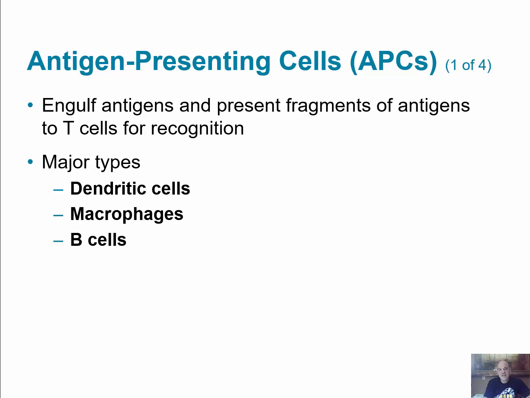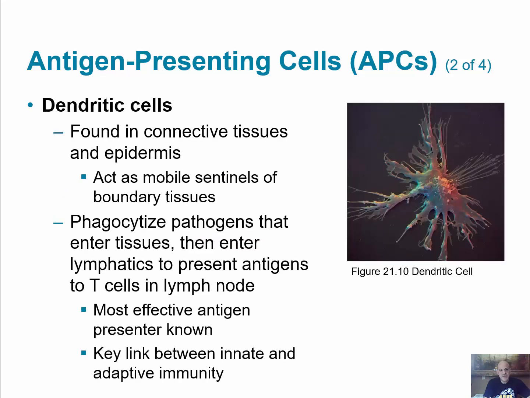And then we have the antigen presenting cells, or the APCs. These cells are going to take in or engulf antigens and present fragments of the antigens to the T cells for recognition. So basically they might take in a bacteria and digest it down and then present some of the parts of that bacteria to T cells for their recognition. There are 3 major types: the dendritic cells, the macrophages, and B cells.